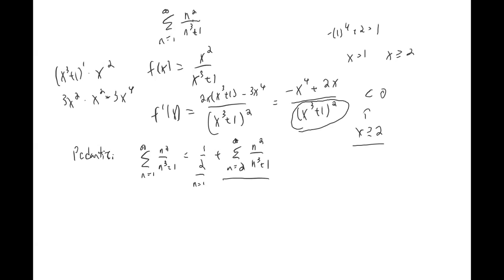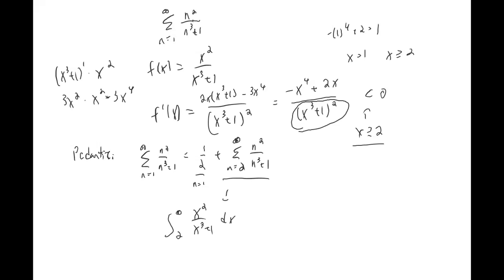And after some point, the terms before are a finite number. If I add finitely many numbers, it shouldn't affect convergence or divergence. It's only when you add the infinite part. So if you want to be pedantic, you apply this here, and then you do the integral from 2 to infinity of x squared over x cubed plus 1 dx.